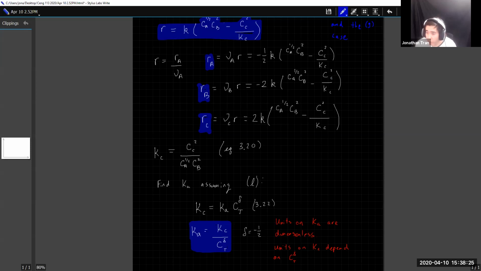So question, if you had more than just C in the products, would you just include that in the number for the Ka calculation? If you had more than C in the products, like if D was also a product, your Kc value would change. So if D was a product, Kc would equal Cc squared, Cd to some exponent, whatever it might be, over Ca to the 1/2 and Cb squared. And so the change in the Kc value would change your Ka value. Yeah.